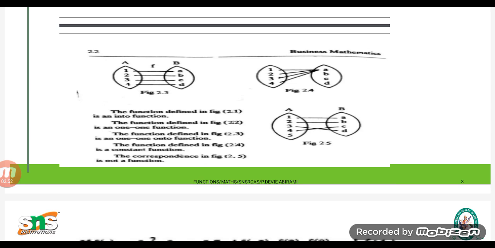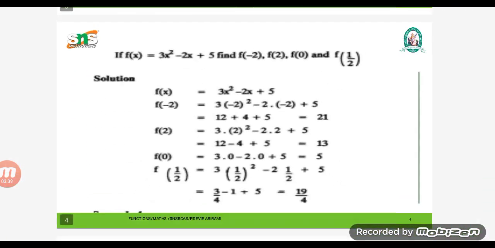If it is mapped with only one element, then the figure is said to be a one-to-one function. Next, my third diagram, 2.3: if all the elements in A and B are assigned, then the function is said to be a one-to-one and onto function. Both the conditions are satisfied. And in my fourth figure, all the elements in capital A are assigned to only one element in capital B. This kind of function is said to be a constant function, that is, assigning the function to a constant value. Whereas my fifth is not a function because in set A, the element 5 is left over. Therefore, it is not a function.